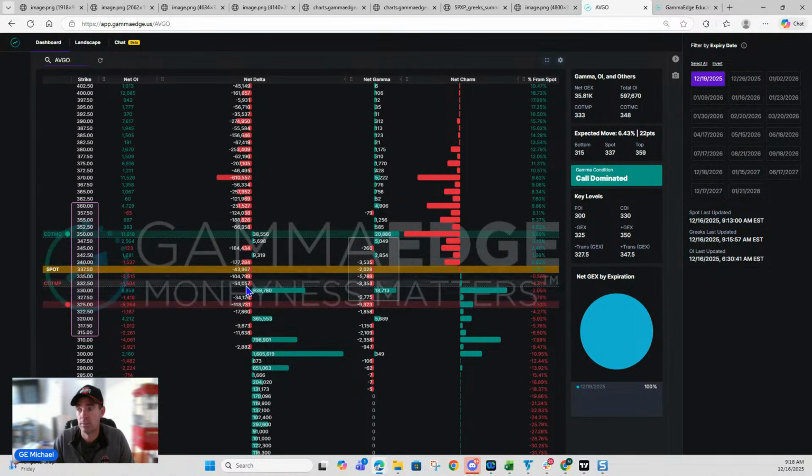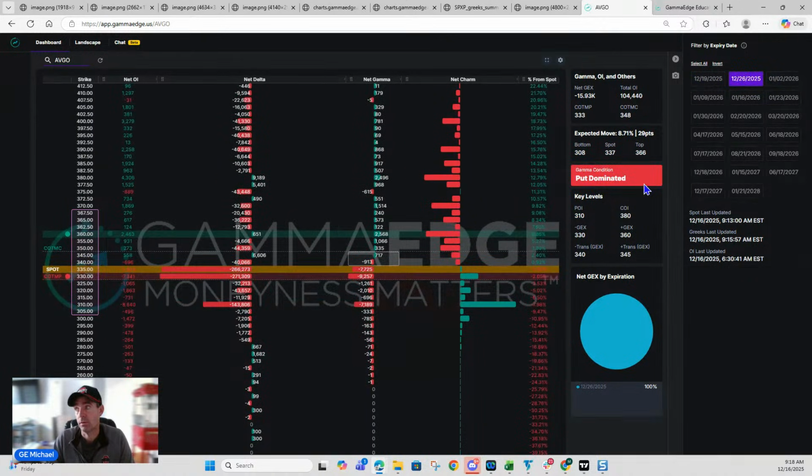I would anticipate some choppiness, just back and forth within this overall transition area. After the monthly expiry, we actually flip to put dominated, so the structure weakens fairly significantly. You see a large double strike there at 330 and 335, right around where spot price is. So even though AVGO is call dominated, upside appreciation is going to be extremely difficult.